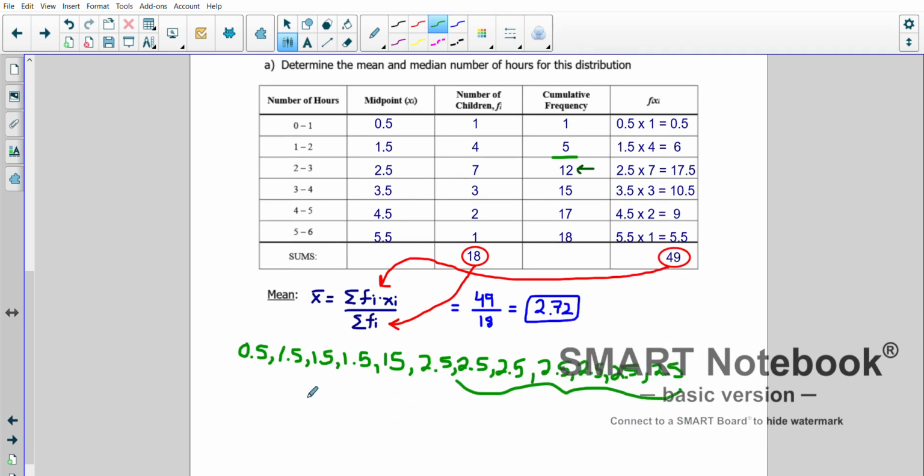And then I'm just going to continue to do that for the rest of the kids. So we have 3 kids at 3.5. 1, 2, 3. Then I have 2 kids at 4.5.